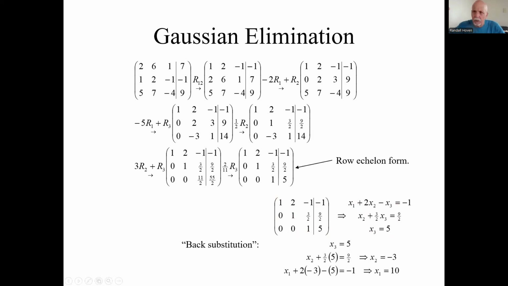That's like when we did it the old-fashioned way. Now we have one of the three variables unambiguously defined. It's a 5. Once we have that, I've got x3, now I can find x2 from this equation. And once I have both of them, I can find x1 from this equation. Those last few steps are called back substitution. And all this stuff up here to get to here was called Gaussian elimination.